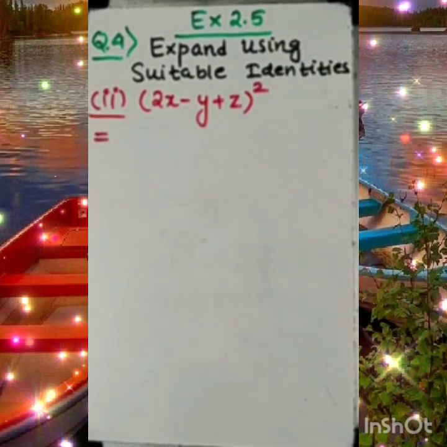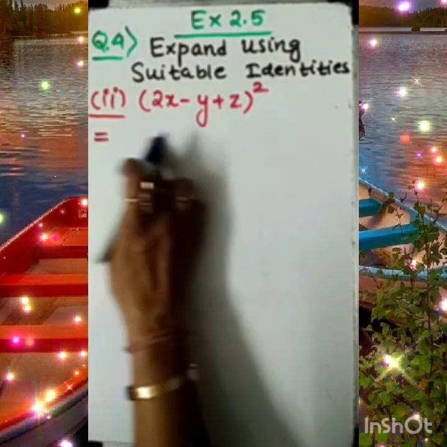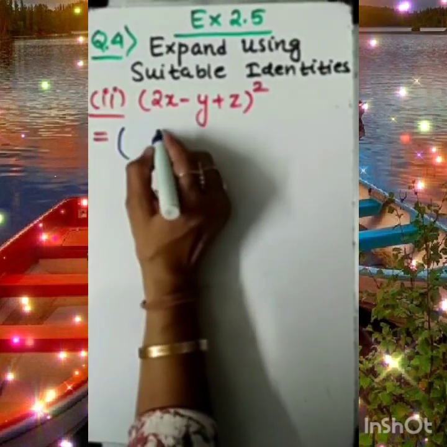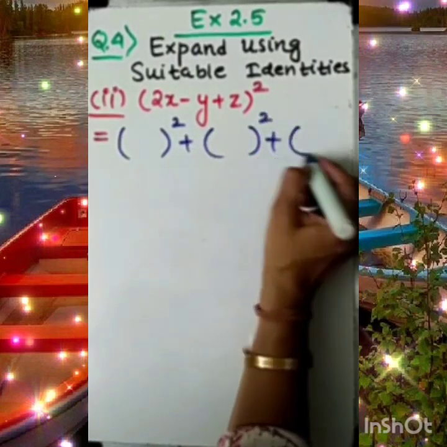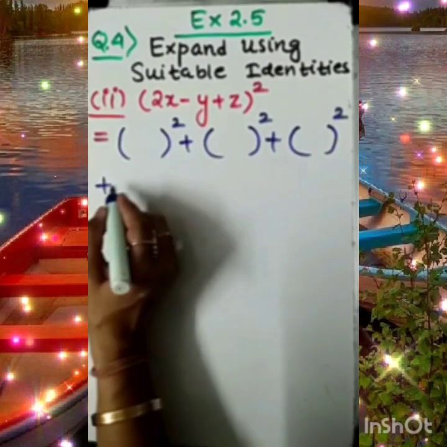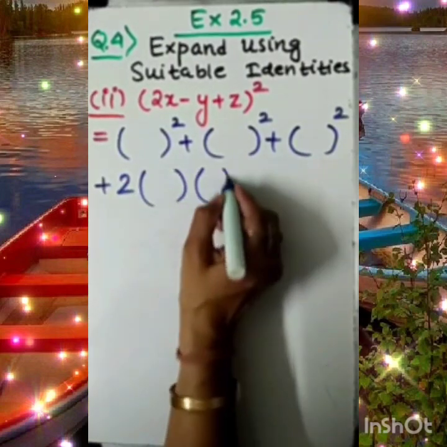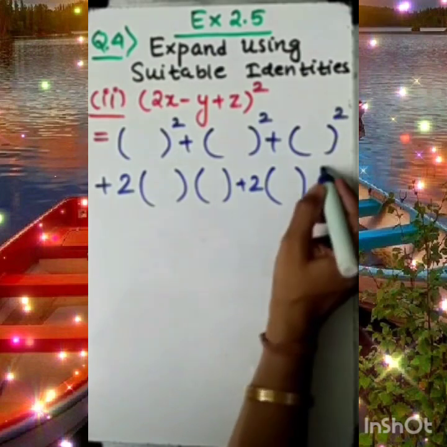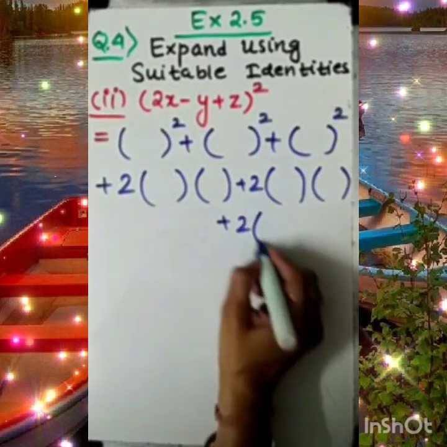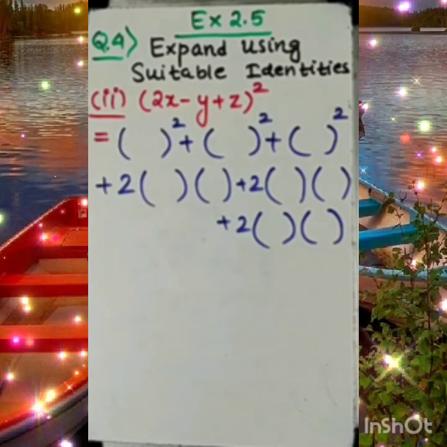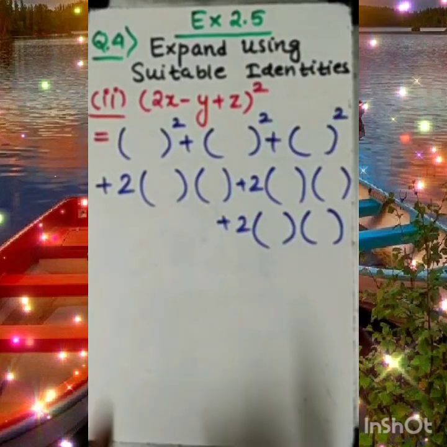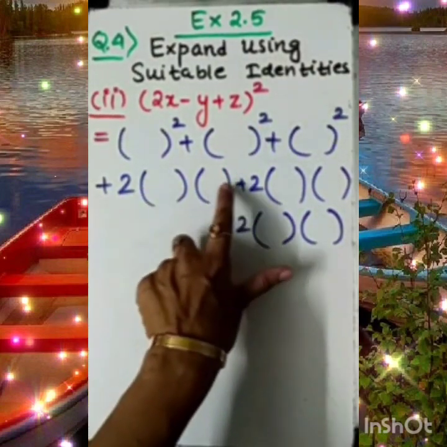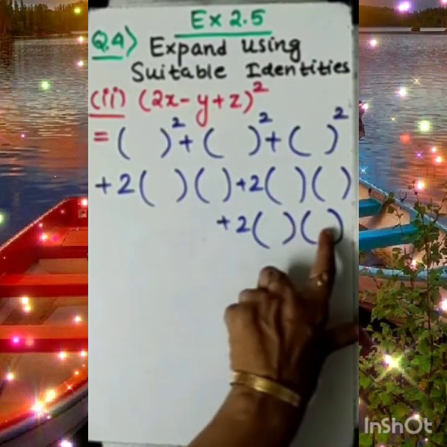The same procedure as we did in the first. But here I am not going to write the identity. Directly we are going to write the square of the first term, square of the second term and square of the third term, plus 2 into first term and second term, 2 into second and third term, and 2 into first and third term. Clear to you? This is very important. Once again I am explaining: square of first, second and third term, and here 2 into first and second term, 2 into second and third, 2 into third and first term.